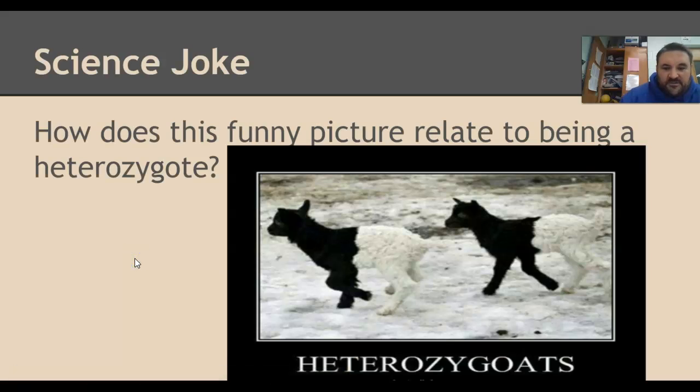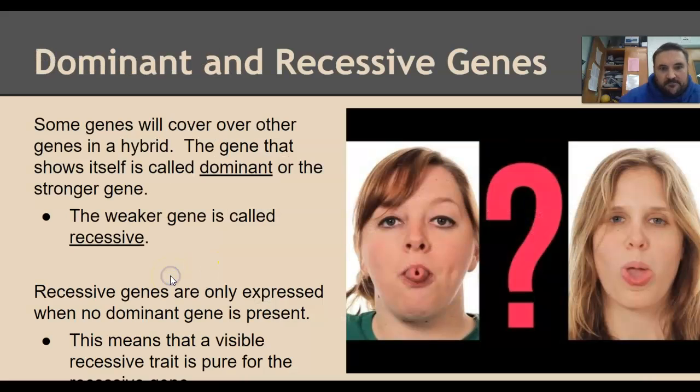So I thought this was just a funny little joke. How does this picture relate to what we just talked about? Well, these are heterozygotes. Heterozygous means that you have two different alleles. This one's for a black goat, this is for a white goat, so you got a black and a white, so they are heterozygotes.